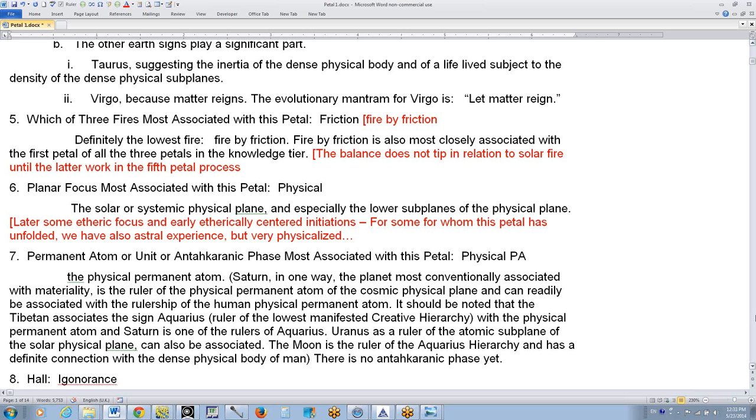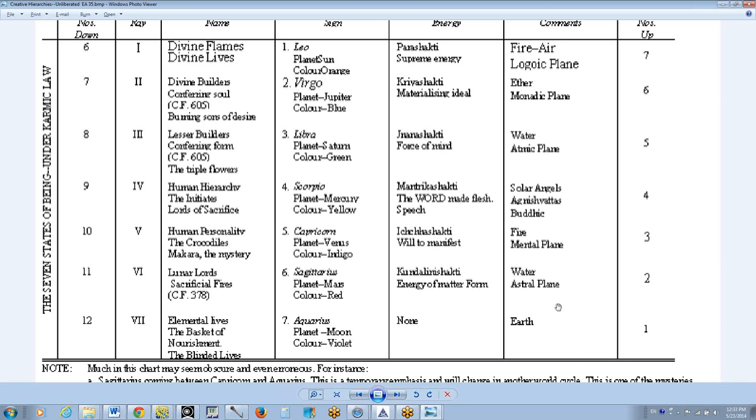Uranus is the ruler of the atomic subplane of the solar physical plane, can also be associated. The moon is the ruler of the Aquarian hierarchy, moon veiling Uranus, or possibly Vulcan in certain respects, and has a definite connection with the dense physical body of man. So, and there is no antichironic phase yet. And here is the moon as the hierarchical ruler of this dense physical group, but it would be mostly Vulcan, I think, more than Uranus, Vulcan being the densely physical planet.